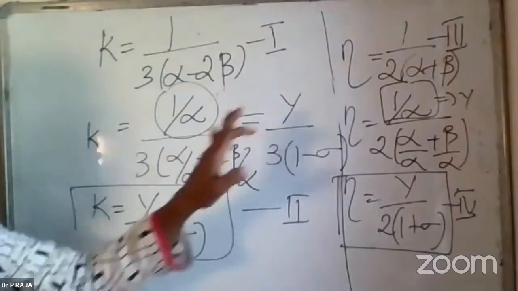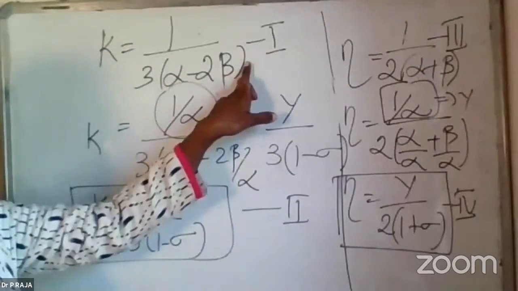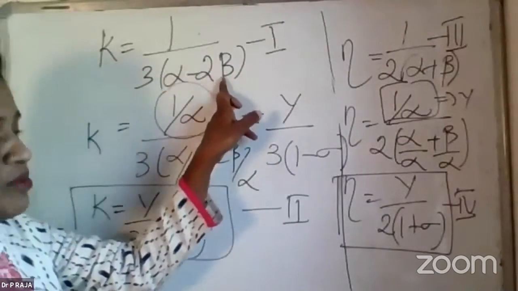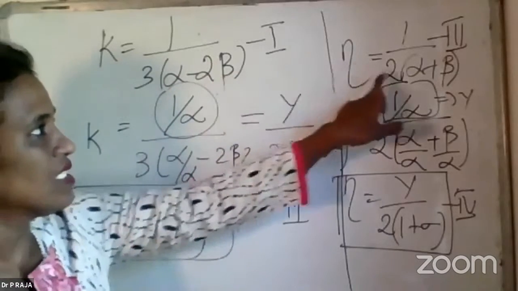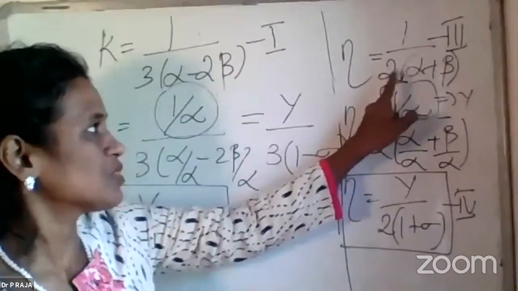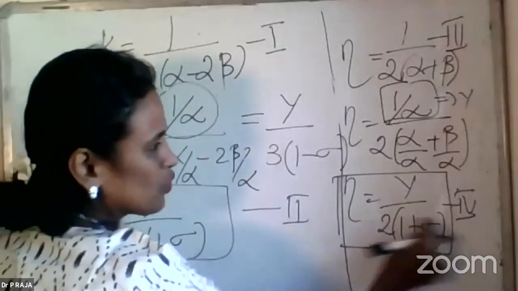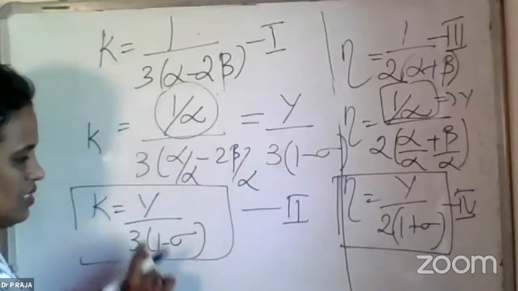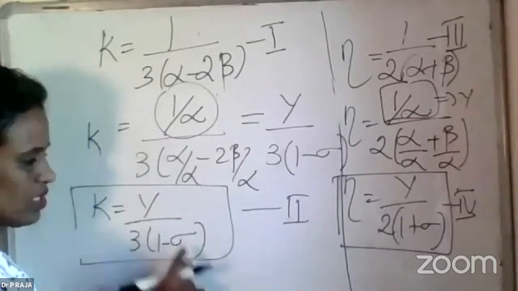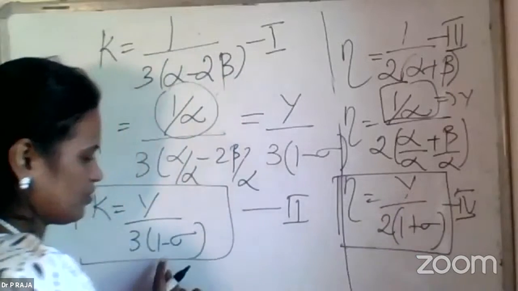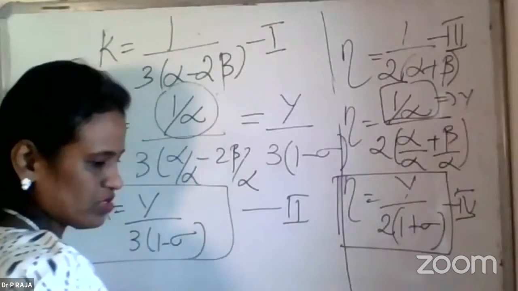Okay, so we have equations 1 and 2. They are purely with respect to alpha and beta. Equation 3 is also with respect to alpha and beta. But in equations 2 and 4, there is no alpha and beta term. They are with respect to the Young's modulus and the Poisson's ratio. Here it's negative, here it is positive.